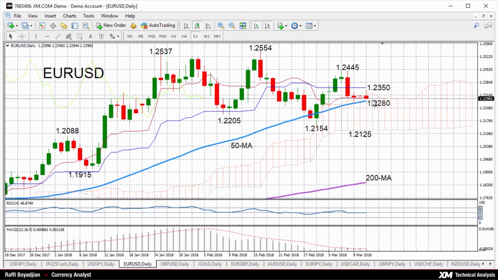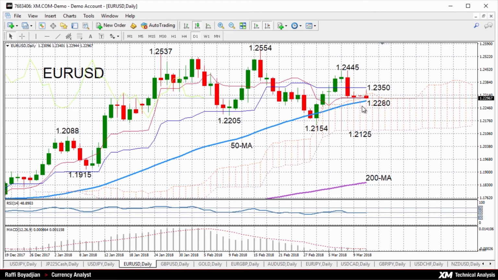If we do see any upside move, though, resistance should come from the Kijun Sen line of the Ichimoku cloud at around 1.2350. A break above that level could then open the way towards that 3-week high of 1.2445, and then a break above that would clear the path towards that 3-year high of 1.2554 we saw back in February. If we look to the downside now, though, the 50-day moving average should provide support around 1.2280.